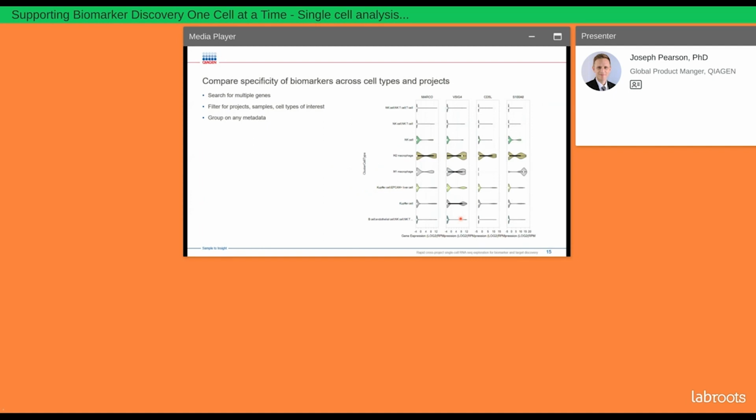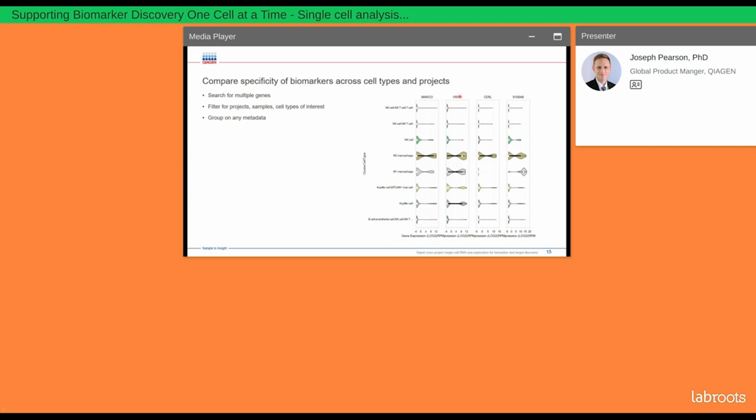You can search for multiple genes and look for the consistency and the similarity and differences of expression on any of the metadata that you're interested in. You can filter for projects, samples, and cell types of interest and group on any of the metadata and look for those similarities. For example, these were the outcome of an IPA analysis of macrophages, and we're checking out some candidate biomarkers for macrophages here.